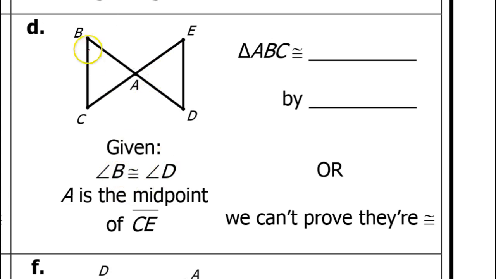Okay, angle B is congruent to angle D is given. A is the midpoint of CE. So CE is running this way, so that means this segment will be congruent to that segment. Again, we have our vertical angles, which are always congruent. So this is angle, angle, side. I have two angles, but the side is not between them. So we call this angle, angle, side. So the triangles are congruent. So triangle ABC is congruent to triangle ADE.